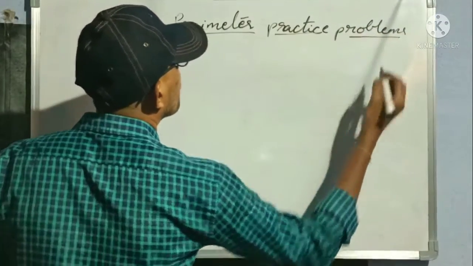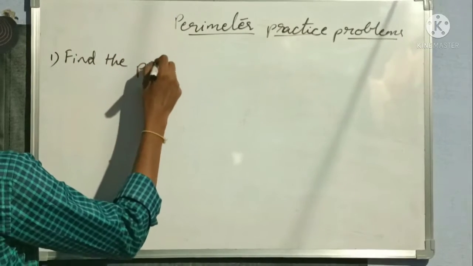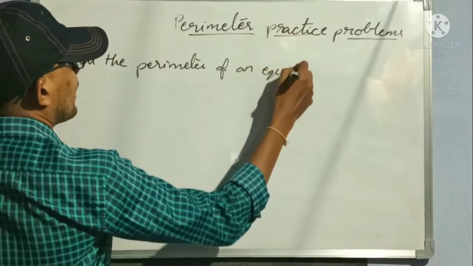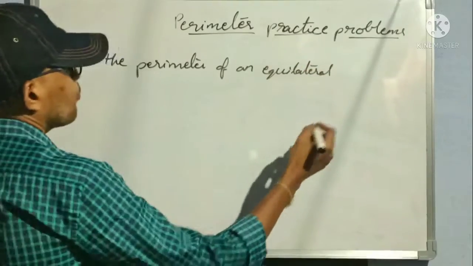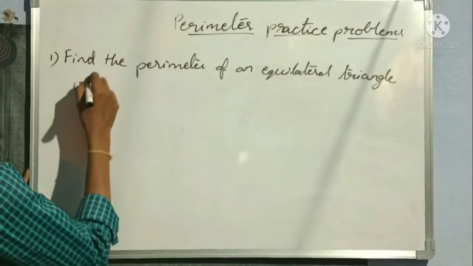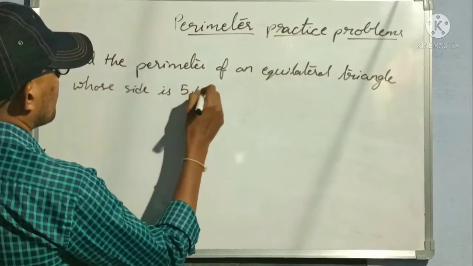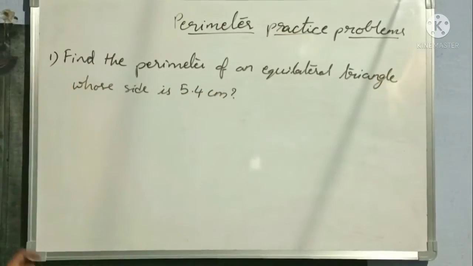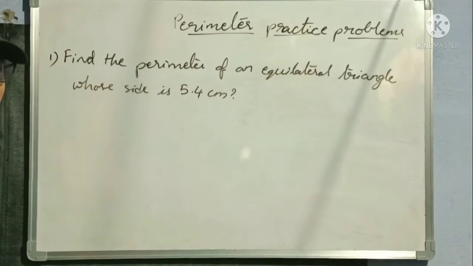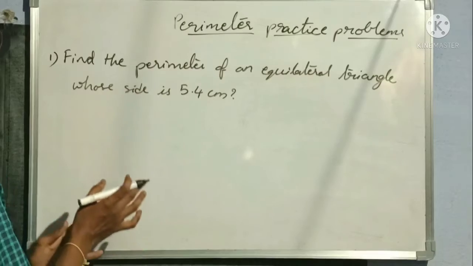Okay, so first problem, find the perimeter of an equilateral triangle whose side is, suppose I take 5.4 centimeters, something like this. Find the perimeter of an equilateral triangle whose side is 5.4 centimeters. So now, how to find it? First, if we don't know anything related to this question, we know the basic thing.